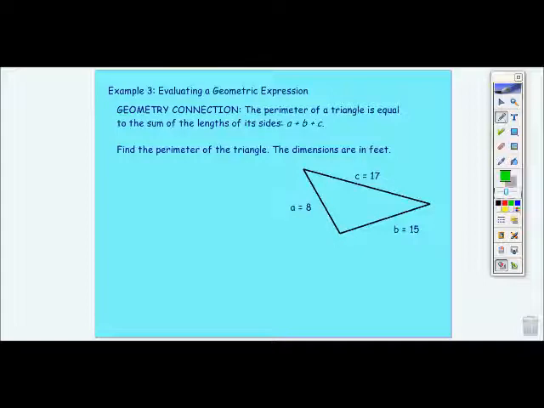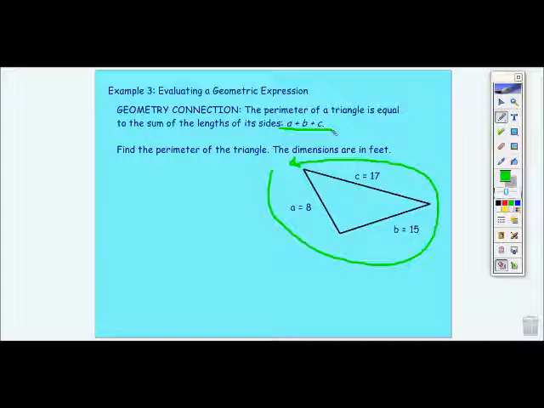Another formula would be to find perimeter. Perimeter is finding all the way around the outside, secure the perimeter. So the perimeter of this triangle, we have each of the sides labeled as variables. They gave us our formula in variables, a plus b plus c equals the perimeter. So we can go ahead and look at each one of those sides.